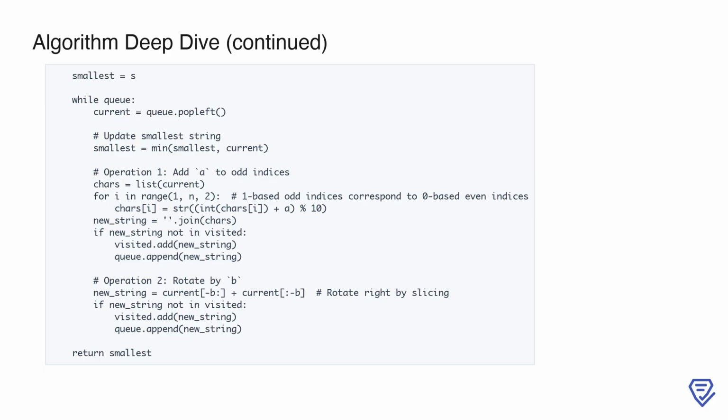If the resulting string has not been visited, it is added to the queue for further exploration. For the second operation, we create a new string by rotating the current string by B positions. Again, if this string is unvisited, it is added to the queue. After processing all transformations, we return the smallest string recorded. This pseudocode ensures every valid transformation is explored with optimal efficiency.